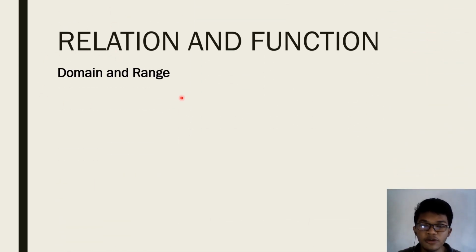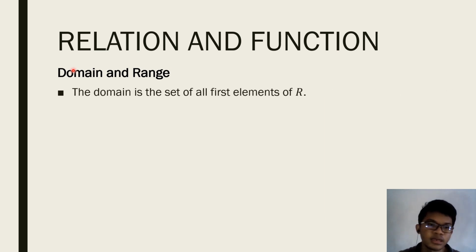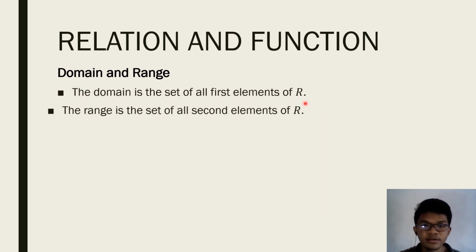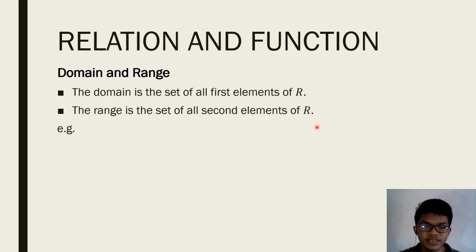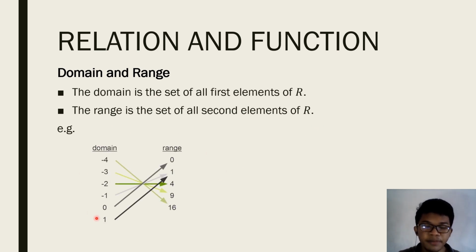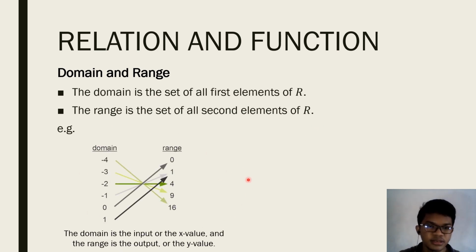Now we will talk about domain and range. The domain is the set of all first elements of R, and the range is the set of all second elements of R. For example, here are mappings of functions. The domain is the input or the x value, and the range is the output or the y value.